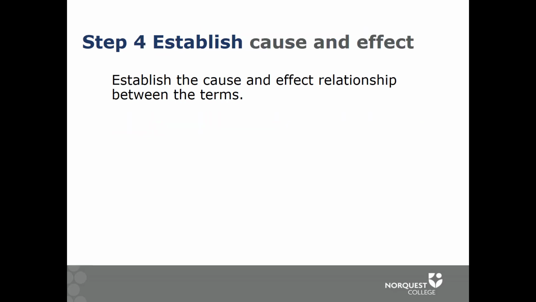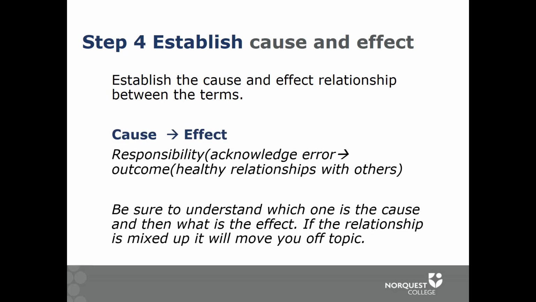Step 4, establish a cause and effect relationship. Cause and effect relationship says that one thing came before the other. It says that one thing brought about the other. So cause and effect: responsibility, acknowledging our error, and then what is the effect of that? That's the outcome, a healthy relationship with others. Be sure to understand which one is the cause and then what is the effect. If the relationship is mixed up, you'll move yourself off topic.